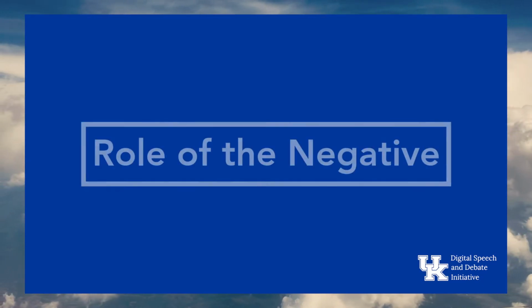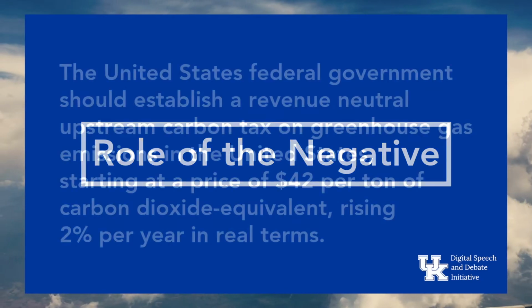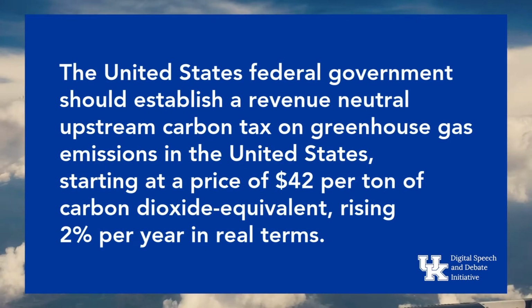Now that we've seen the beginnings of what the affirmative talks about, let's explore what the negative talks about. To do this, we have to understand what the role of the negative team is and how they win a debate. The role of the neg is to disprove the plan is desirable.